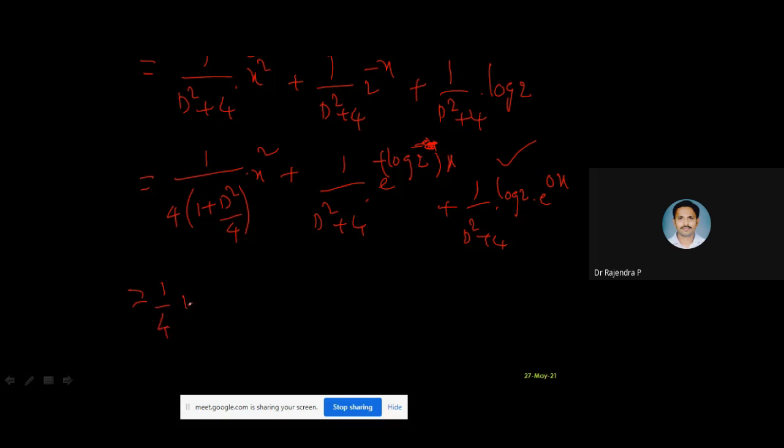This is 1 plus d square by 4 whole to the power of minus 1 into x square plus here. What we have to do? In place of d square, minus log 2 whole square. So minus log 2 whole square means log 2 whole square plus 4. And of course, this basic function is 2 power minus x. Again, I will rewrite as it is. Only to evaluate this, I write this form.